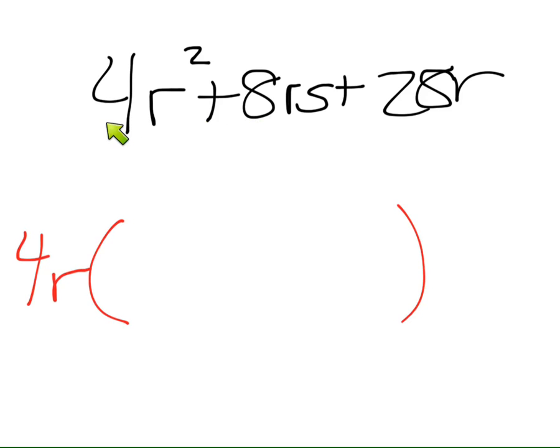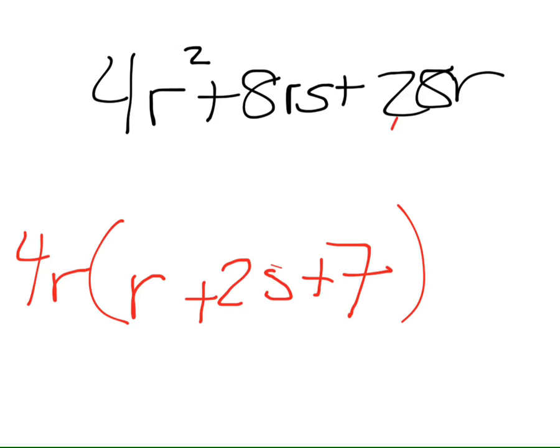I'm going to rewrite what's left over. If I pulled out a factor of 4r here, what's left over in the first term? Just 1r. I pulled out a factor of 4r here, so I'm left with 2s, because I pulled out a factor of 4 here, so I'm left with 2. I pulled out that r, so I'm left with s. Plus, I brought out a factor of 4 here, so I'm left with a factor of 7. Again, one way to look at it, I brought out that factor of 4, I'm left with 7. Or if I divided that by 4, I'm left with 7.